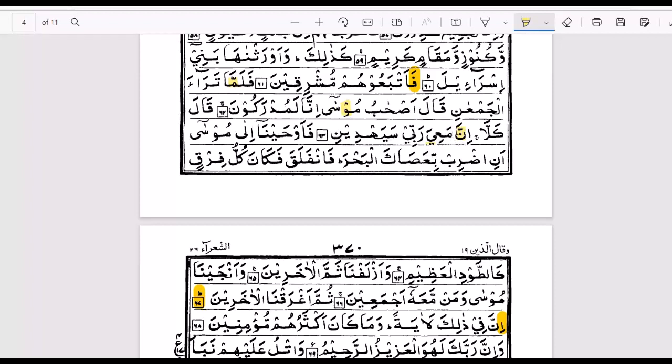So one more time. Remember, this is noon mushaddad. So try and prolong it for 2 seconds. Inna.